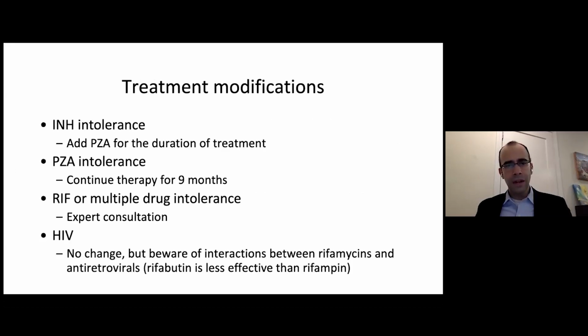Here are some pearls for how we would modify treatment depending on issues with particular drugs. So if people are intolerant to isoniazid, you usually add pyrazinamide for the duration of treatment to replace it, which means extending it past the 2 months that it normally is given for. If somebody's intolerant to pyrazinamide, you would continue therapy with the other drugs for a total of 9 months. If somebody has rifampin resistance or they have multiple drugs that they cannot tolerate or are resistant to, then you would need an expert to essentially design a regimen that is different from the usual 4 drugs.